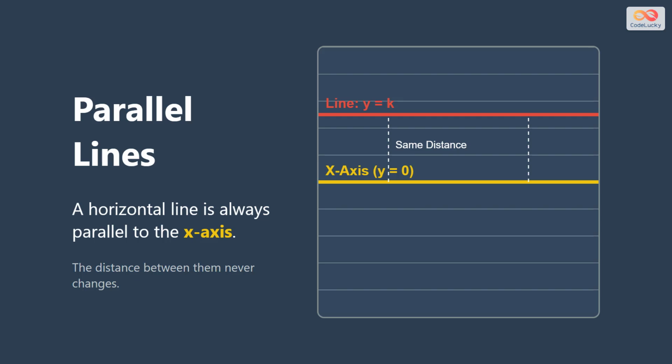A key property of horizontal lines is that they are always parallel to the x-axis. This means the distance between your line and the x-axis never changes. They will never touch or cross each other.